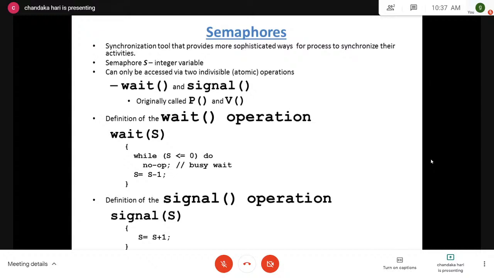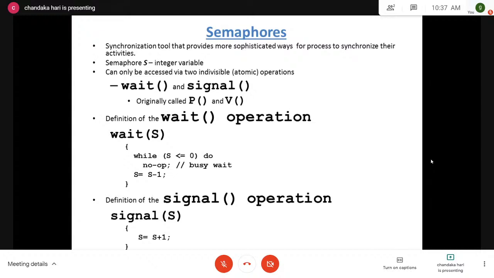Suppose process P1 makes a requisition to the operating system, I want X. Then the operating system immediately checks the value of the semaphore of X. The semaphore value of X is now 1. That implies at present it is not accessed by anyone, so it immediately allocates the X variable to process P1, and after allocating, the semaphore value becomes 0.